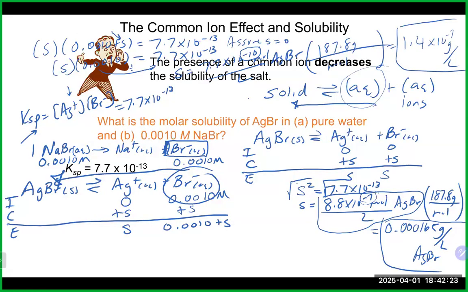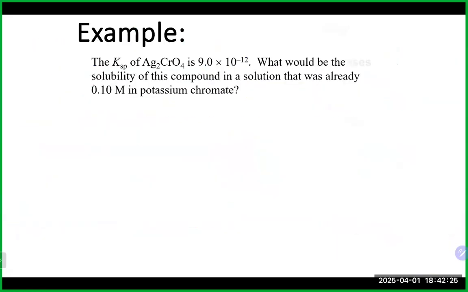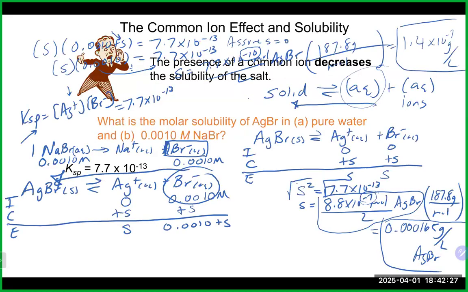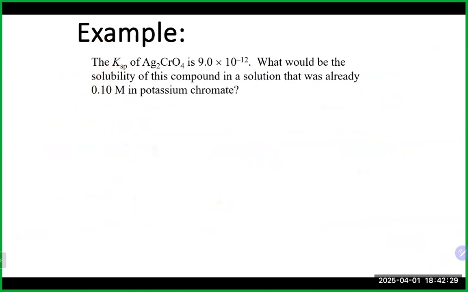Okay, so one thing that affects obviously the solubility of something is the presence of a common ion. So why don't you give it a go here? The KSP of silver chromate looks like 9 times 10 to minus 12. What would be the solubility of this compound here in a solution that's already 0.1 molar? We'll go with the molar solubility here. How's that?